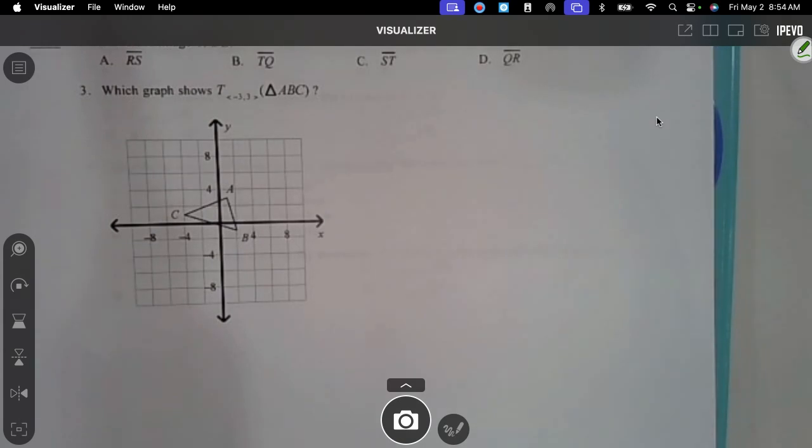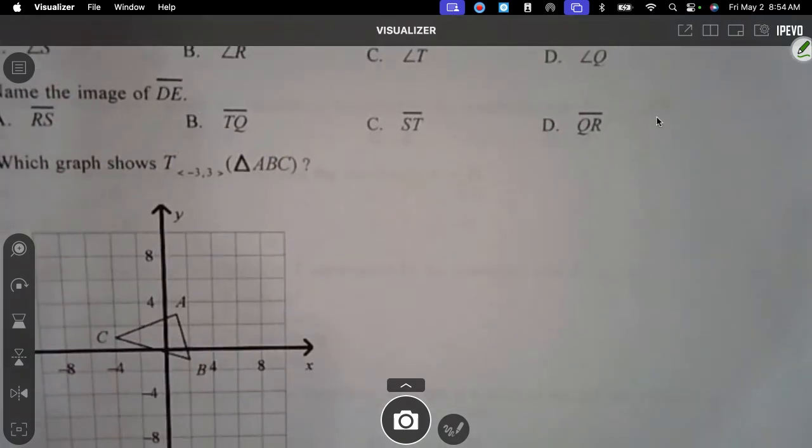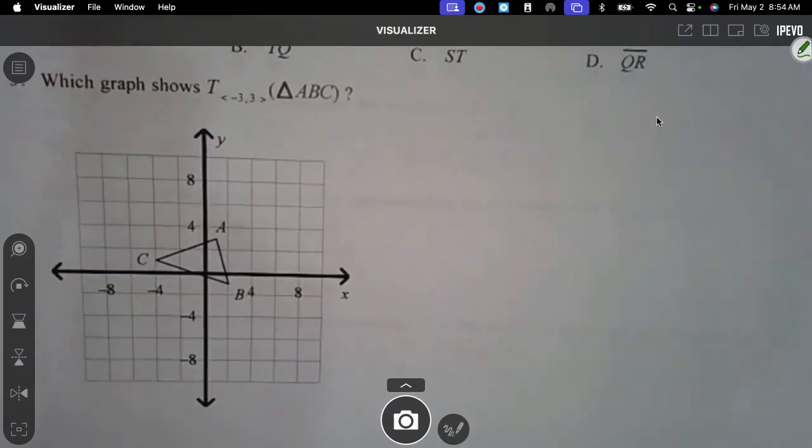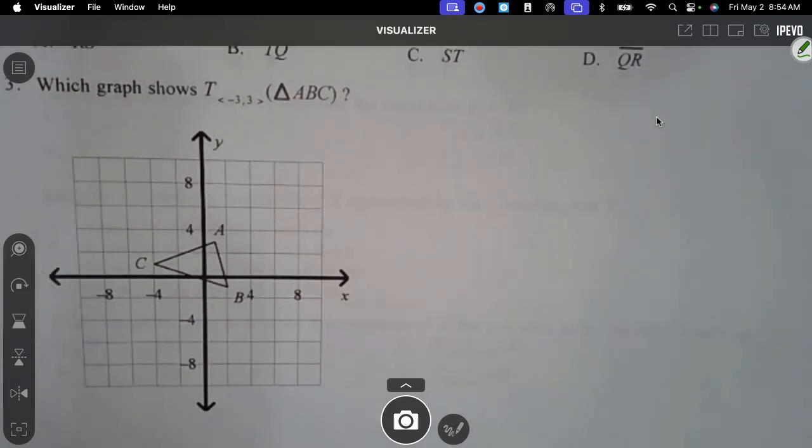Number 3, it says, which graph? I know it says which graph, but there are no graphs to pick from. You are just going to translate it. That's what it wants you to draw, your new picture. So you're going to move it to the left 3 and up 3. I would just take each point and move left 3 and up 3.